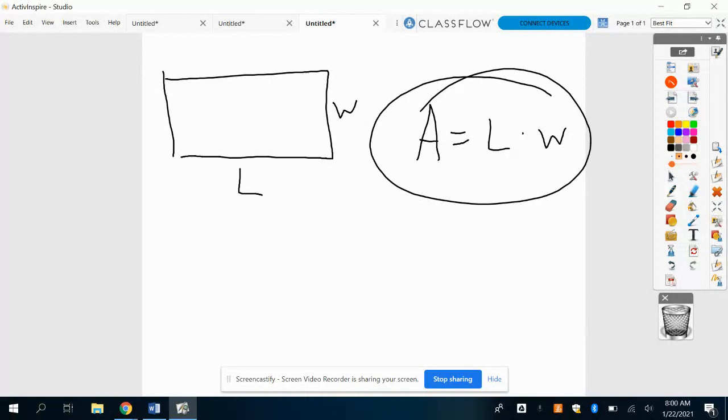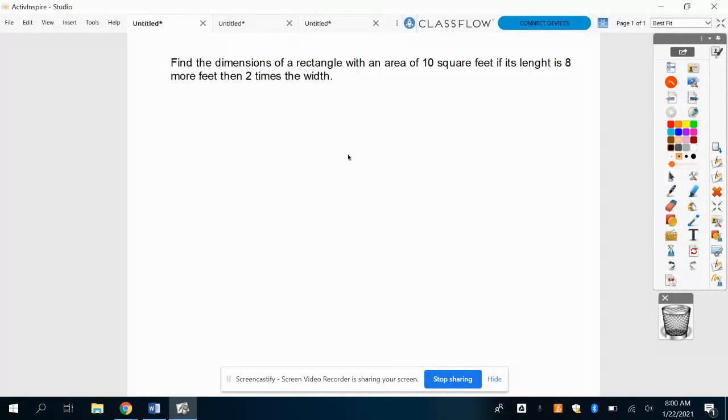So I'm going to go through two specific problems, and then you're going to have three to do for homework. Let's start with the first one, where we are going to find the dimensions of a rectangle with an area of 10 square feet if the length is 8 more feet than 2 times the width.